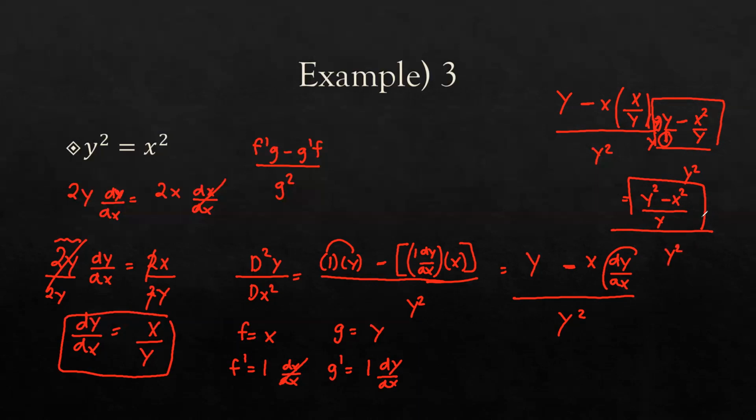So you do have a complex fraction. What you can do is rewrite this problem as y squared minus x squared over y, divided by y squared over 1, and then cross multiply. So your final answer is going to be d squared y over dx squared. If you cross multiply, 1 times this is y squared minus x squared, and then over here, y times y squared is y cubed. And guess what? That's your final answer.